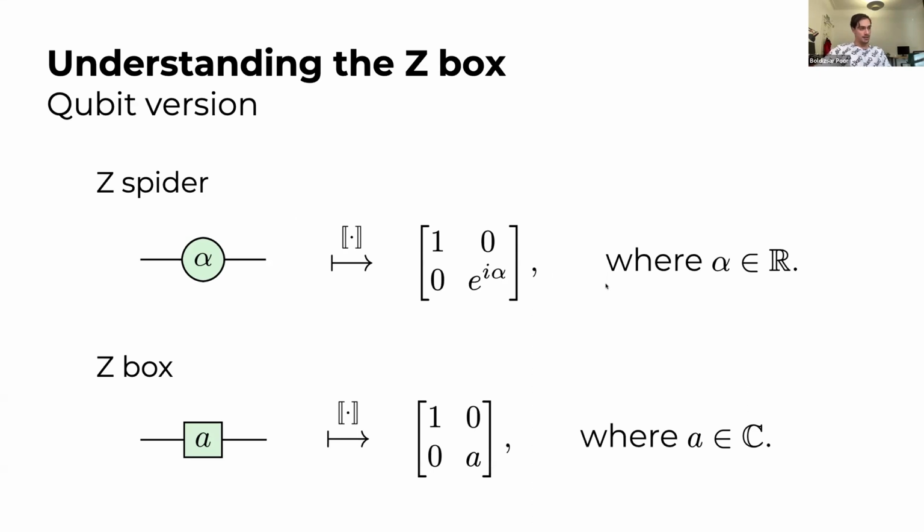So we have the Z spider. What it does is it corresponds to this rotation matrix. You have any kind of real number alpha, and then you get this e to the i alpha, so a rotation. We, in the ZXW calculus, use its generalization, the Z box, where instead of any rotation, we get any complex number we want to use, which comes in quite handy when you want to express certain things.